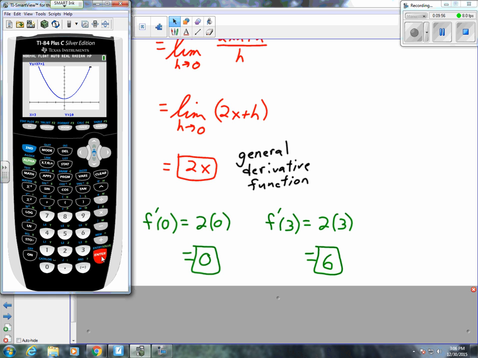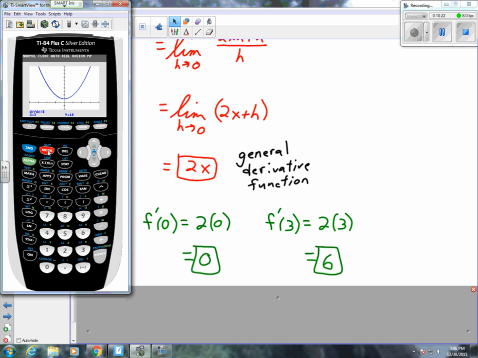Now with the calculator, you can press second, trace, to get to the calculate menu, and choose number 6 to calculate the derivative of a graph at any particular point. You can see dy/dx is 0 at x equals 0. And then I'll go ahead and calculate again the derivative at x equals 3. Punch in 3. And it gives me a derivative of 6.